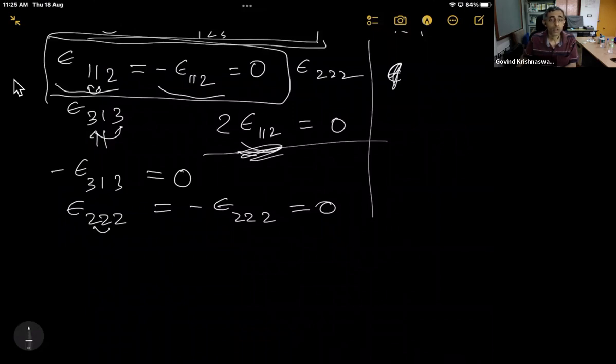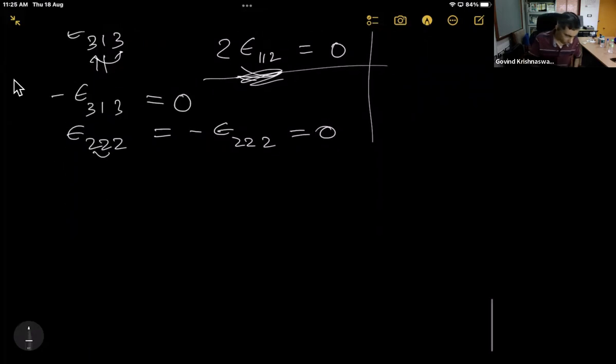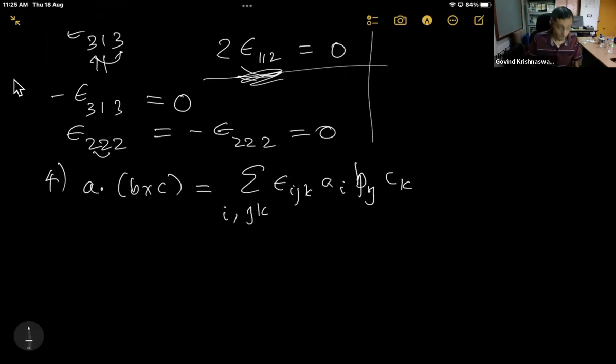So I'll now proceed to problem 4. In problem 4, you are asked to show that, okay, let me see what I have given you. This is the scalar triple product A dot B cross C. You're asked to show that it is equal to epsilon ijk ai bj ck, summed over ijk.